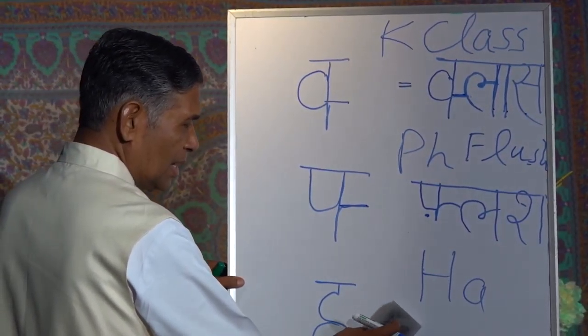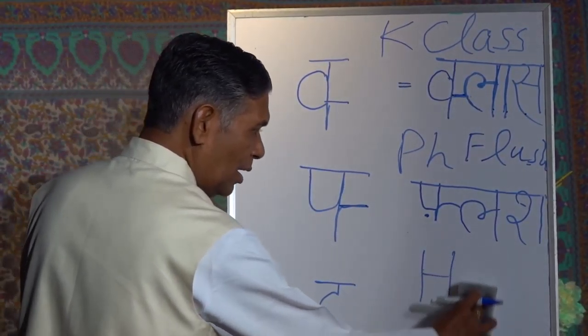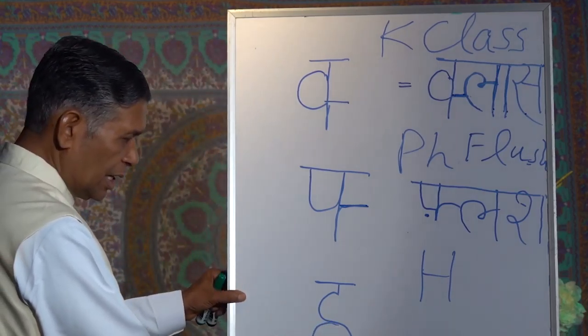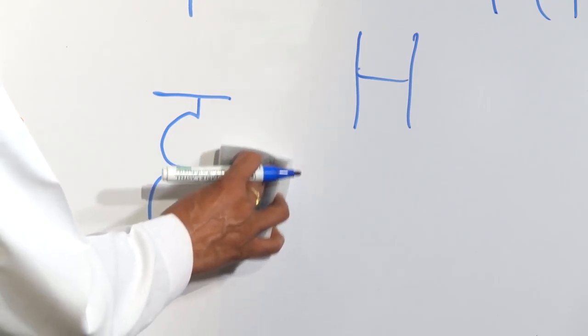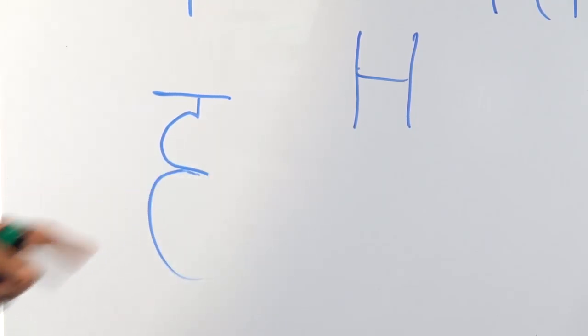It is the flush. Now, for the ha, it is a very useful letter. In Hindi, it comes again and again. So, to make half ha, you will remove the down stroke, and this is the half ha.